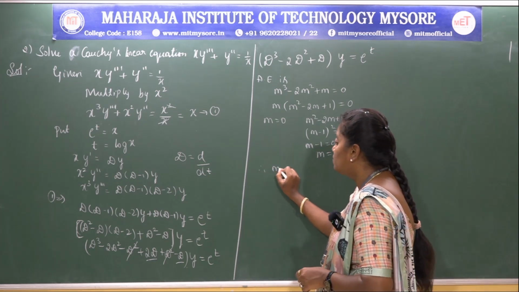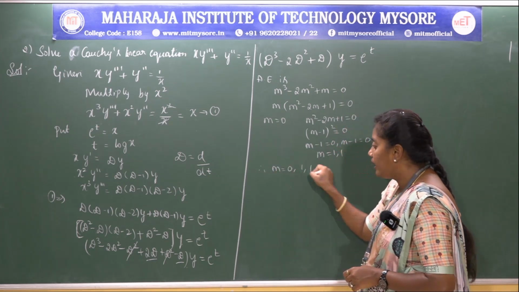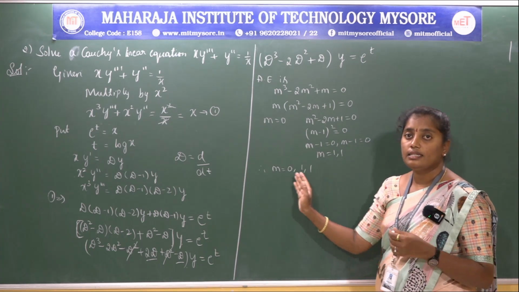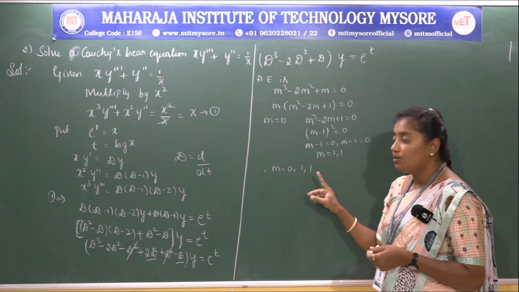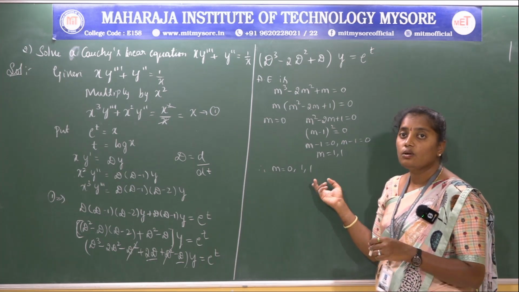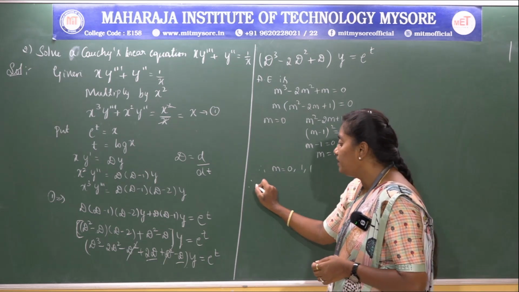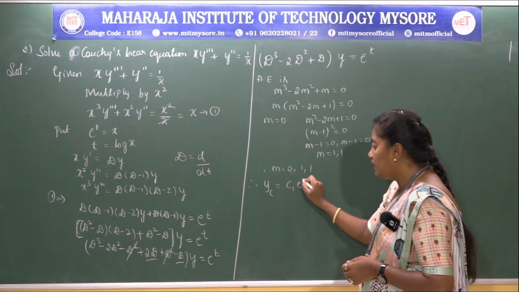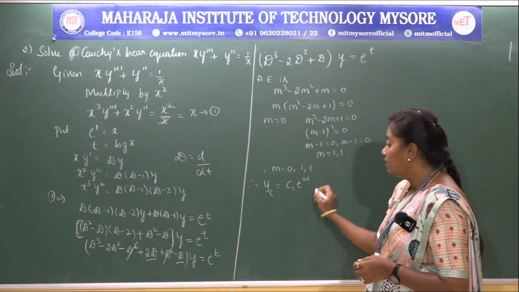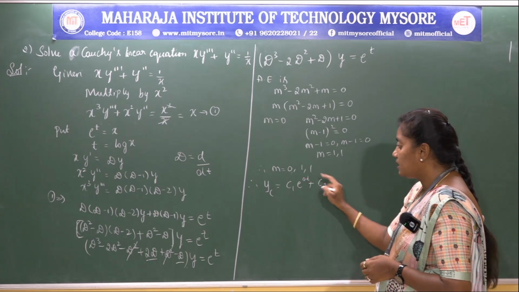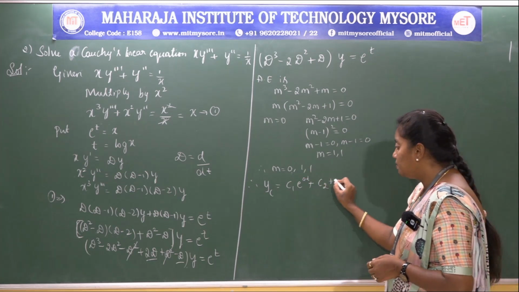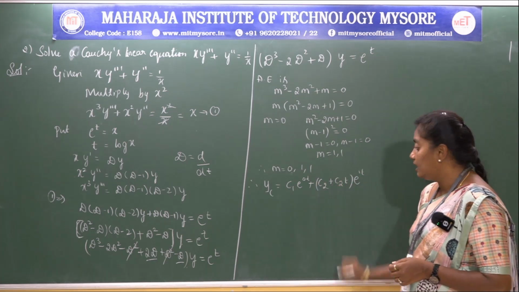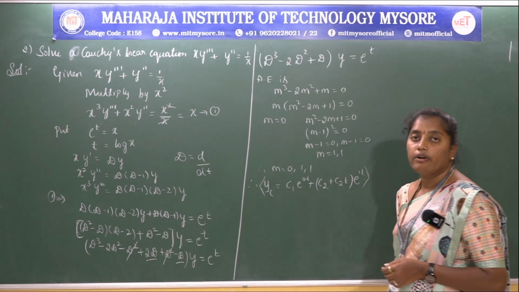So the roots obtained are m is equal to 0, 1, 1. In these three roots, 0 is a real and distinct root and 1 is repeated twice, that means 1 is a real and coincident root. Therefore the complementary function yc is equal to, for the first root, c1 e to the power of 0t. For the next two roots, since the roots are coincident, (c2 plus c3 t) into e power of 1t. This is the complementary function.